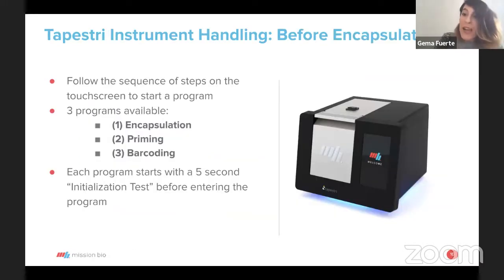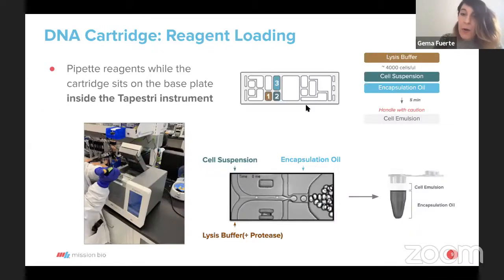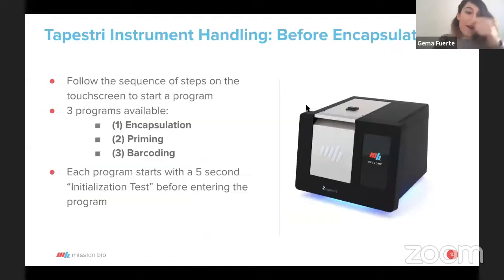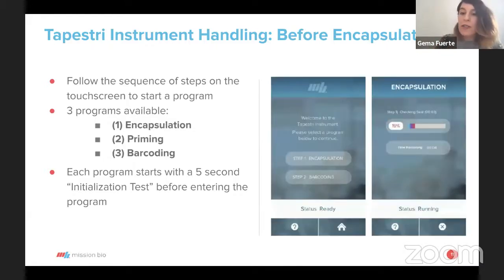Once we have pipetted all the reagents onto our cartridge, we just have to use the Tapestri instrument to run the program. It is a very easy to use and intuitive instrument, the Tapestri platform. It has only 3 programs available: encapsulation, priming, and barcoding. And priming and barcoding are part of the same program. We will see that now in a couple of slides. For encapsulation, you just have to select the step, and then it runs a 5 seconds quick test, and then a 5 minutes program.